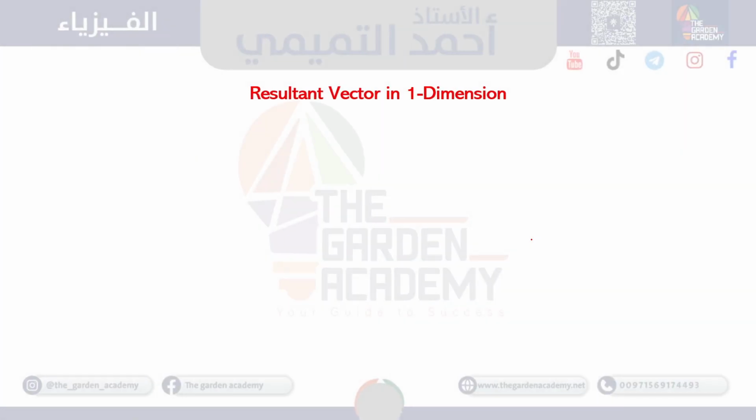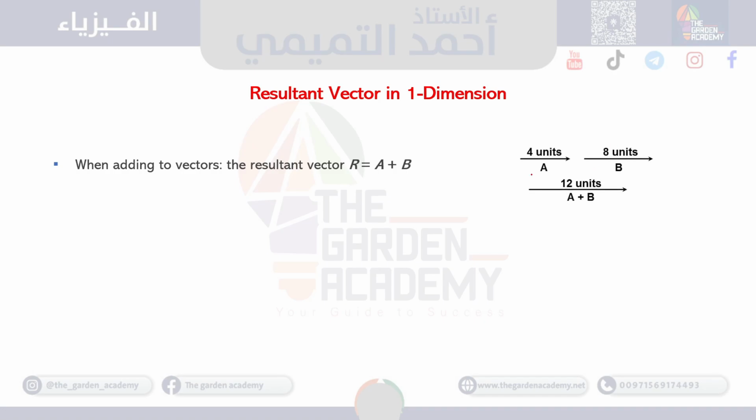الآن, let's begin with the resultant vector in one dimension. In this case, let's say we have the resultant vector for A plus B. In that case, let's assume that A is equal to 4 units to the right and B is equal to 8 units to the right. Then the resultant vector R, which is equal to A plus B, is 4 plus 8, and that gives us 12. Since both are in the same direction, we just add and we take the direction of each one of them, which is to the right.